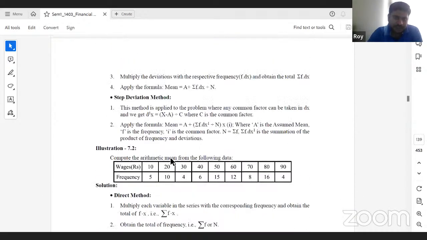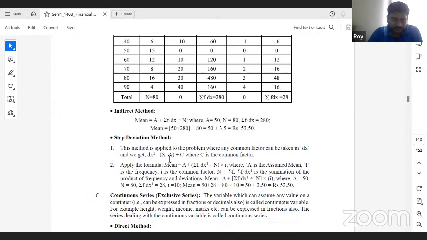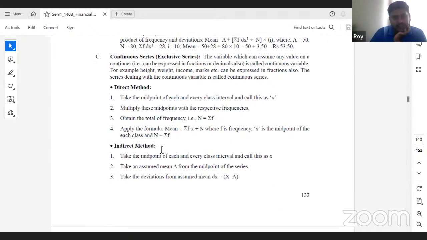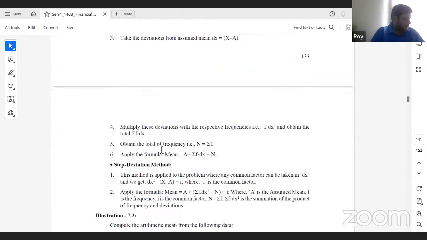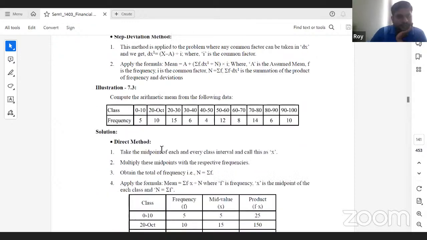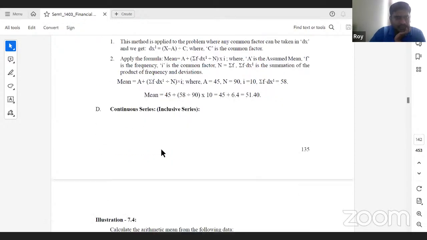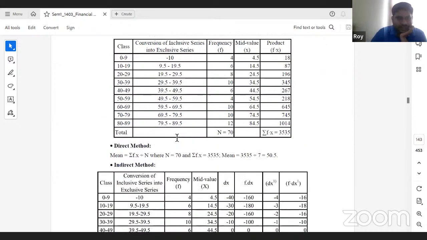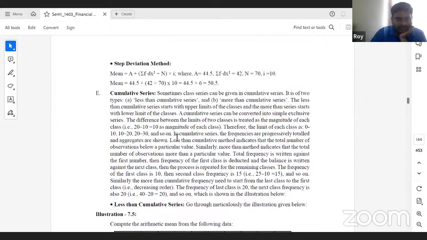And we have seen the examples. After that, when it is a discrete series, how to calculate by the direct method and indirect method, we have seen that. Another thing, the third part, is the continuous series. When there is a continuous series, how to do the direct method and the indirect method.